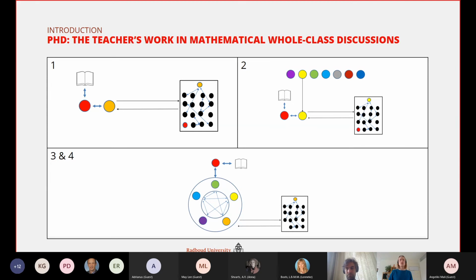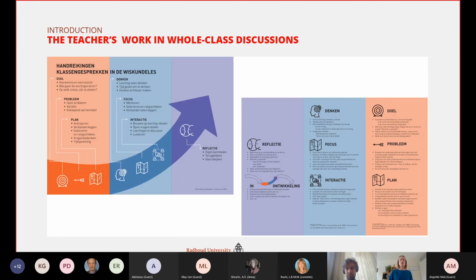And just to show you, these are the guidelines that we developed together. It's in Dutch. Handreikingen, klassengesprekken in de wiskundeles. It's about deciding your mathematical goal, finding a problem, so that you think that if they work on this problem, then the things you want them to learn can emerge in their individual group work and in the whole class discussion. Making such a kind of a map.